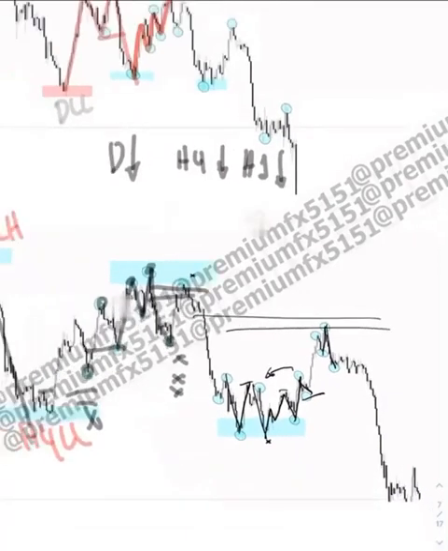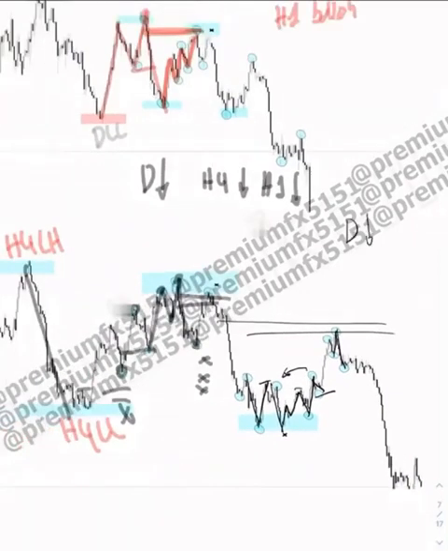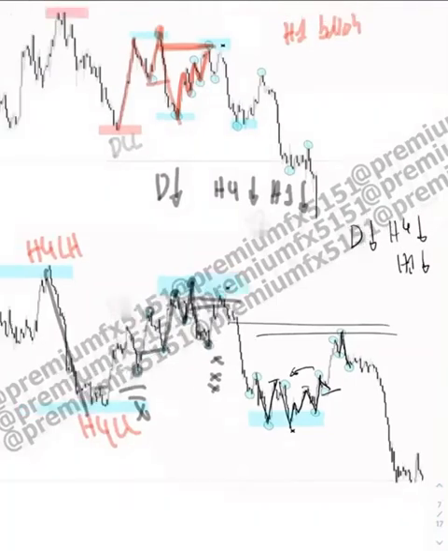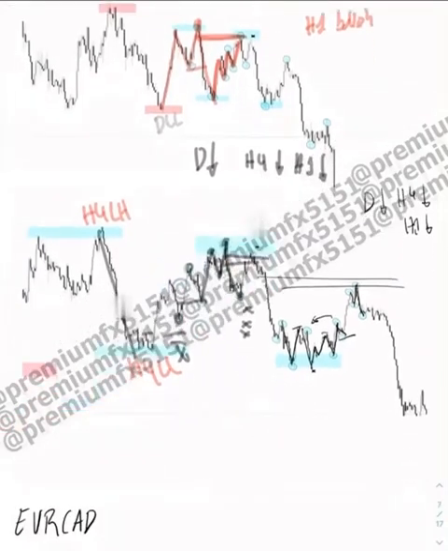So now, again, we have daily bearish, H4 bearish, and now again we have H1 bearish. So now we're going to be trading a continuation to the downside in a bearish scenario. So now the market comes and creates new lows compared to the daily one.